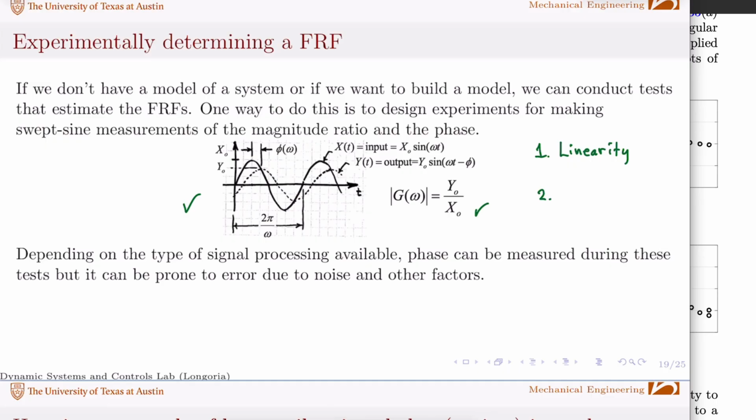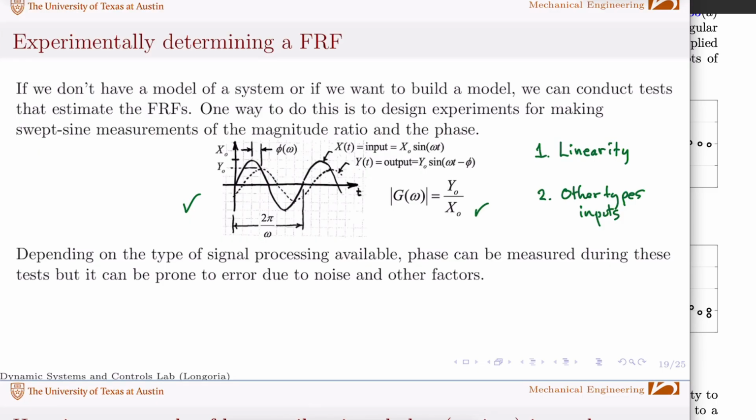sweep sine testing. I'm going to talk about sweep sine testing, but you could actually put in other types of inputs for doing this. I may not talk too much about it, but I will mention that you don't have to just do sine sweep testing. It's just one way of determining the frequency response. There are other ways to interrogate the system to find out something about its frequency response.